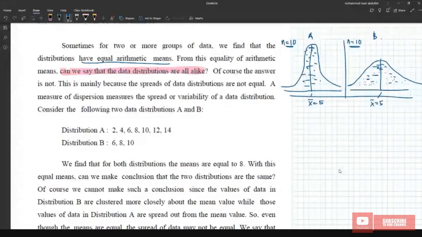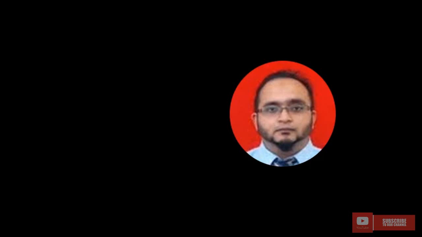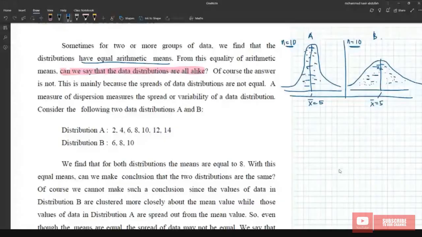So that's why measure of central tendency alone cannot determine the shape of distribution, or we cannot say whether the distributions of two groups are equal or not equal. So we need to add some parameter, some statistic value such as variance or standard deviation, to identify the consistency or the spread or the dispersion of the distribution, right? So now we will learn range.